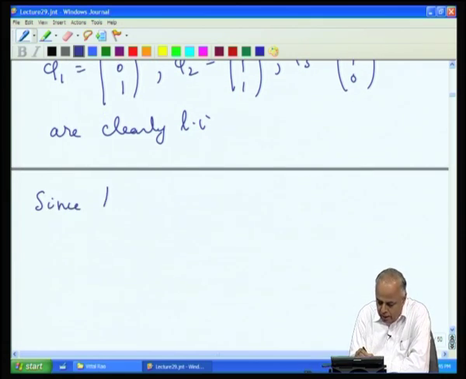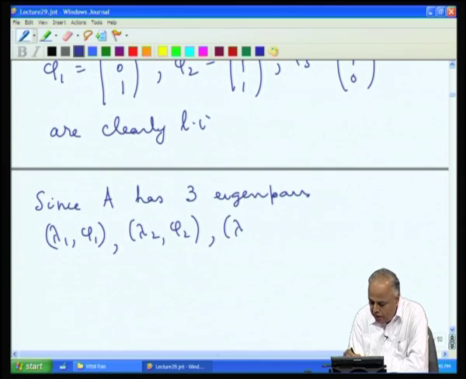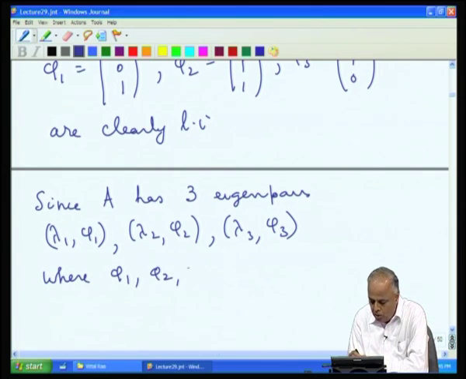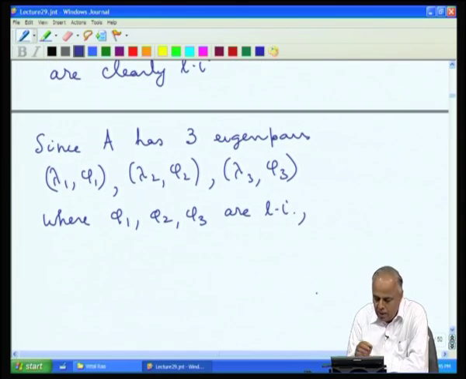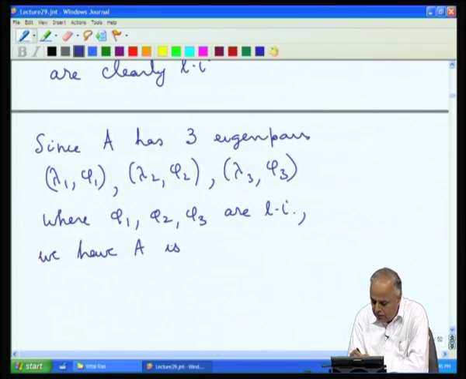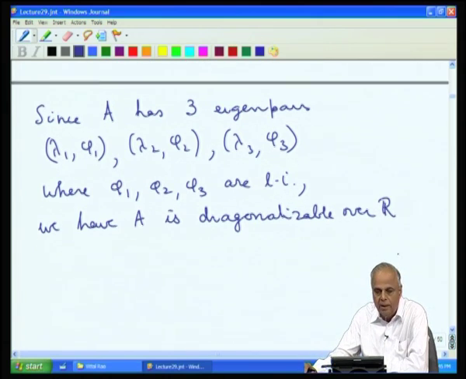Since A has 3 eigenpairs, lambda 1 phi 1, lambda 2 phi 2, lambda 3 phi 3, where the phi 1, phi 2, phi 3 are linearly independent, and A is a 3 by 3 matrix, and the eigenvectors in the eigenpairs are all linearly independent, we have A is diagonalizable over R. Everything involved is over the real numbers, and so it is diagonalizable over R.